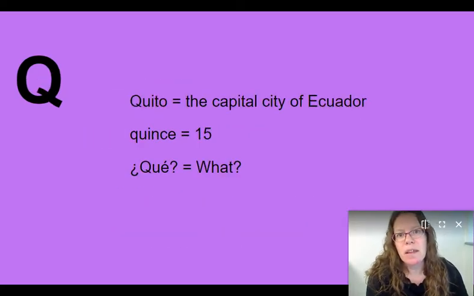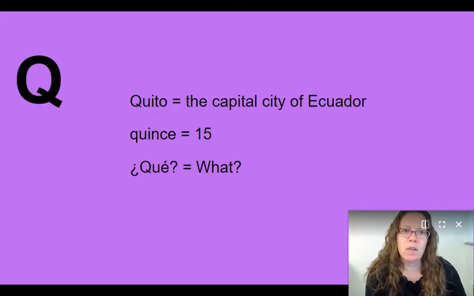Next, I'm going to talk about the letter Q simply because it also makes a K sound, just like the letter C can. So the letter Q does not sound like "qu" in Spanish. It always sounds like K. And here are some examples. Please repeat. Quito, quince, que.